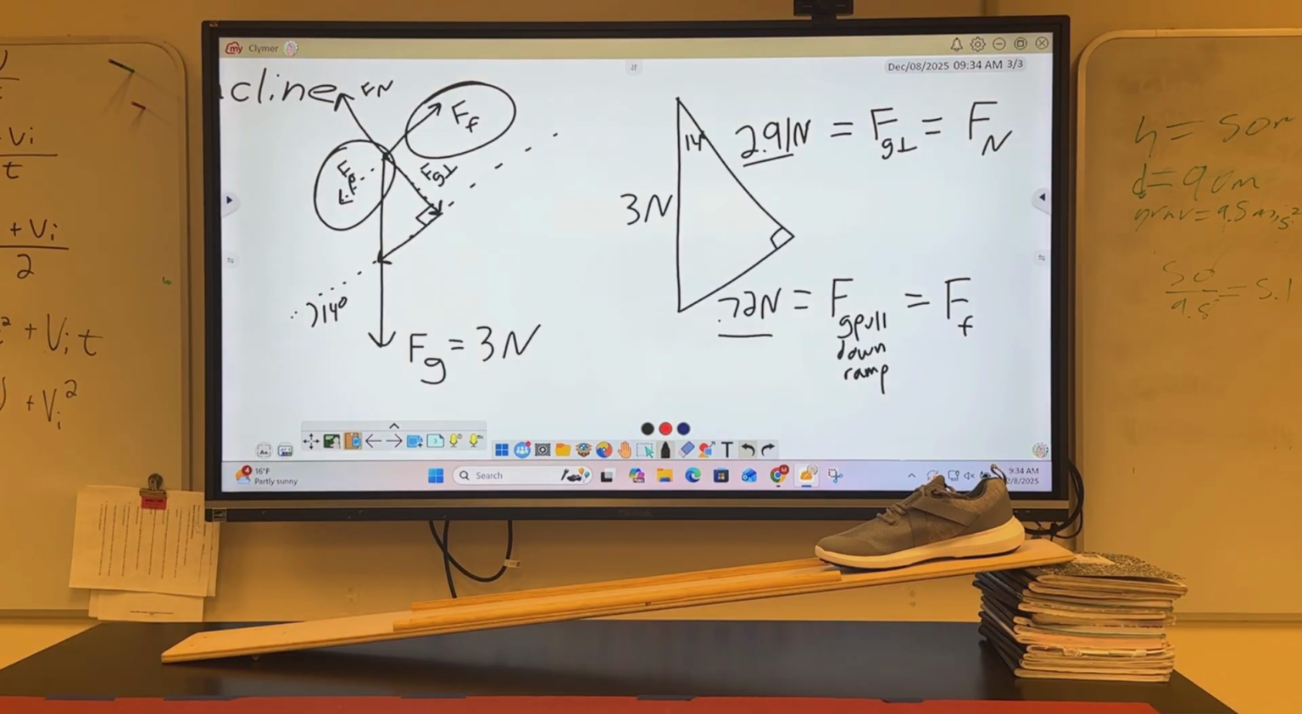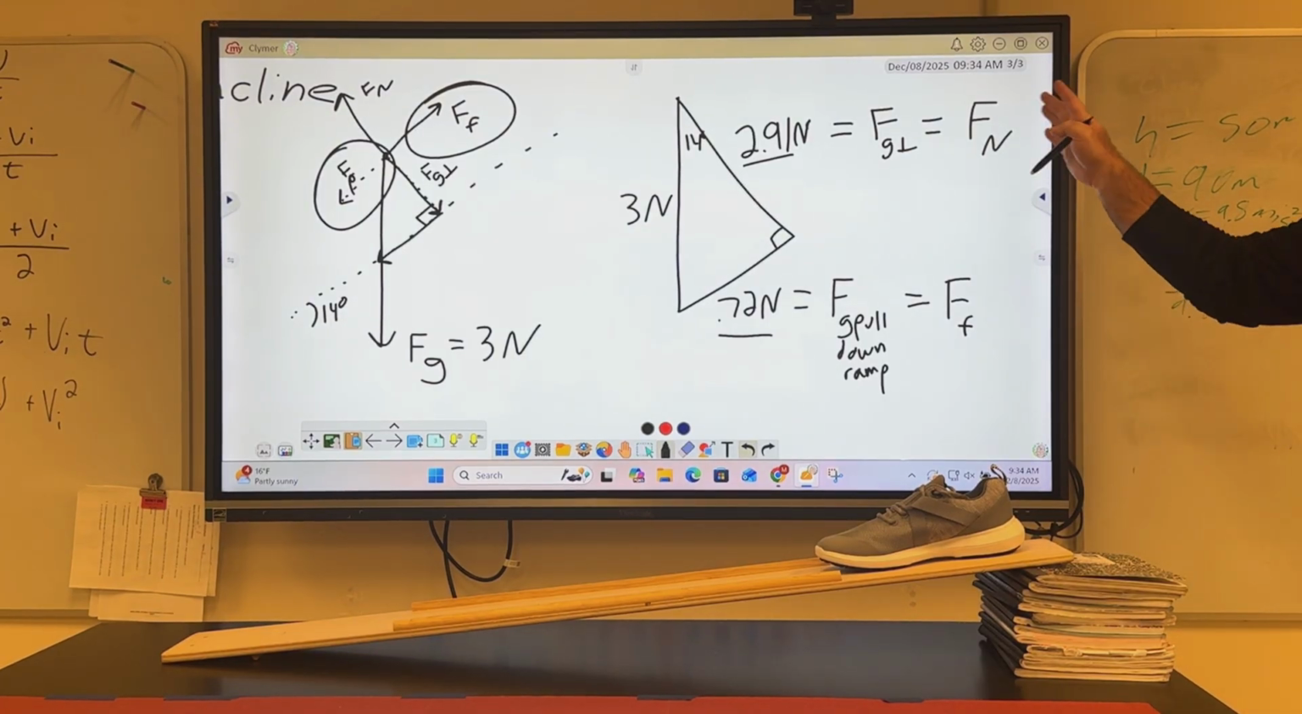Okay, so totally different question, but we can handle that next. So you're right, at this point it's not moving, so these are balanced. If they were unbalanced, what would happen to all this stuff?